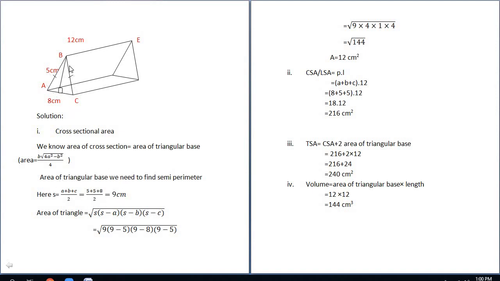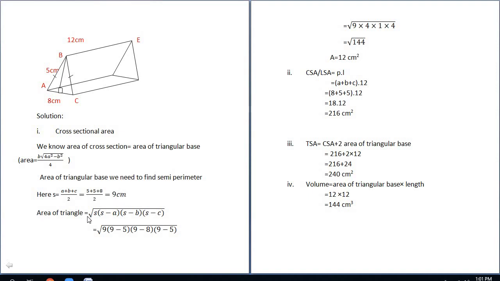Let us calculate the area of this triangle. Here AB equals 5 centimeter, BC equals 5 centimeter, and AC equals 8 centimeter. Here I firstly calculate the semi-perimeter. We have the formula for semi-perimeter: small a plus small b plus small c by 2, that means the sum of all sides of a triangle by 2. Here we get 9 centimeter.